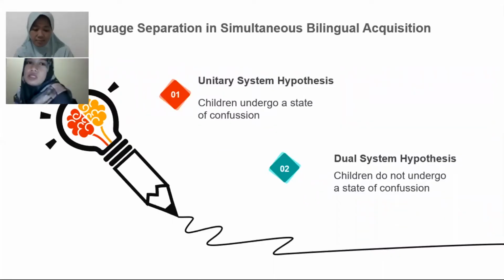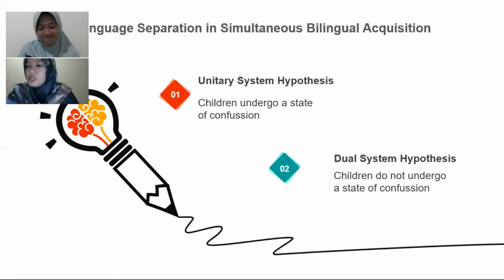Language separation in simultaneous bilingual acquisition. There are two major issues that have been addressed in research on simultaneous acquisition: whether the two language systems are separated in the child's mind or not. The first is the unitary system hypothesis, and the second is the dual system hypothesis. Under the unitary system hypothesis, bilingual children undergo a stage of confusion before separating the two language systems.